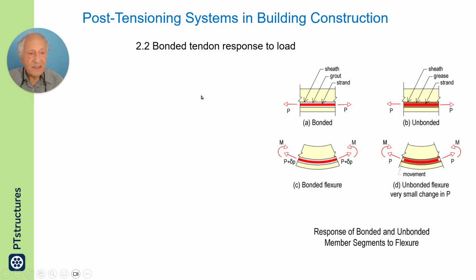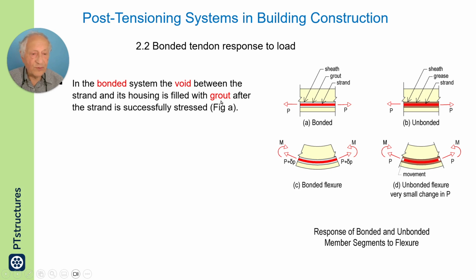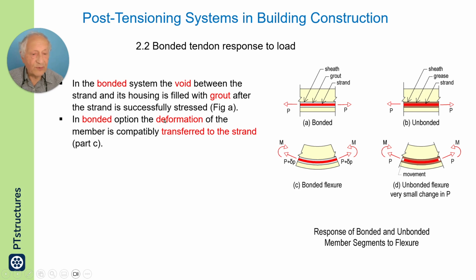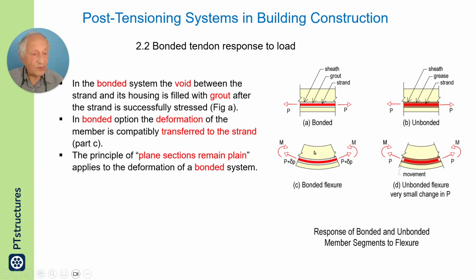Now let us look at the response of these two systems to applied load. We look at bonded system, which I have shown here in A, and in its deformed shape in B. Between the strand and the concrete there is grout. The deformation of the member, like I have shown here in bending, is transferred to the deformation of strand. Note that the strand stretches to this line, which is line of deformation of concrete. The plane sections, so to say, remain plane.